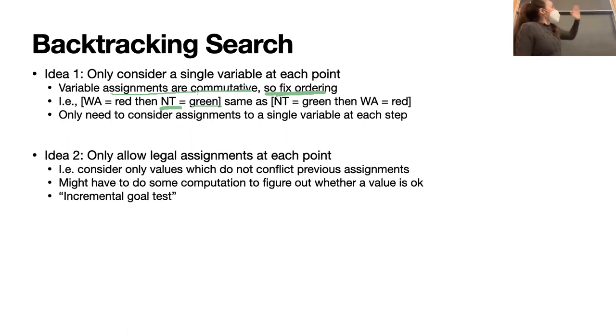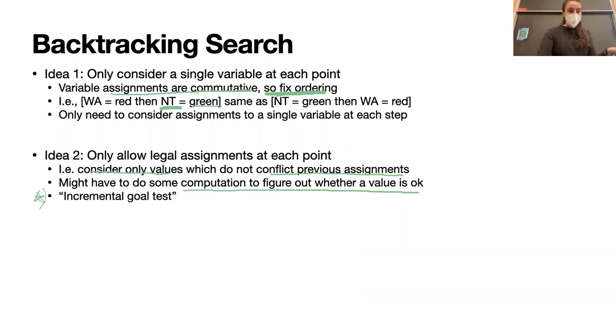There's another idea. So idea two, you only allow legal assignments at each point. So you only consider values which do not conflict with the previous assignment. Now, what's the issue with this? Well, you might have to do some computation to figure out whether a value is okay. And this is leading us to this idea of sort of an incremental goal test. So basically every time you set a value or set of values, then you make sure that it doesn't conflict with any types of previous assignments.